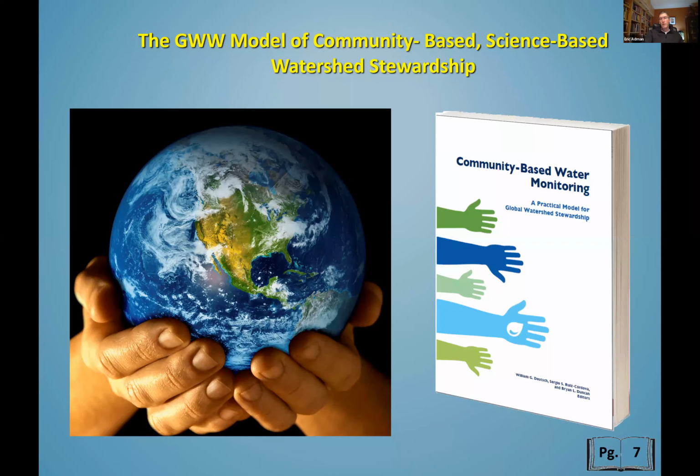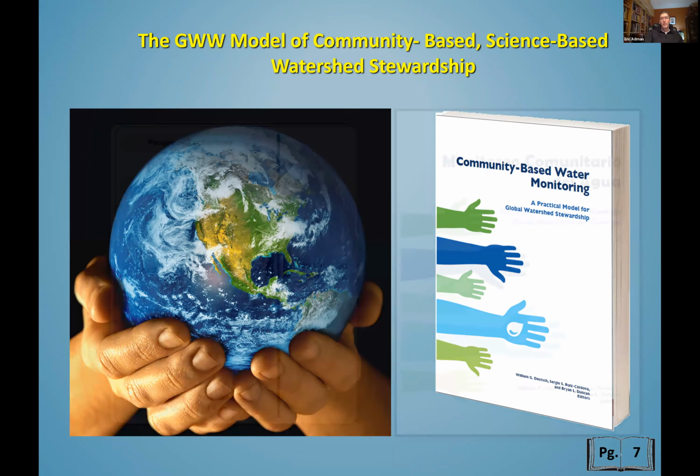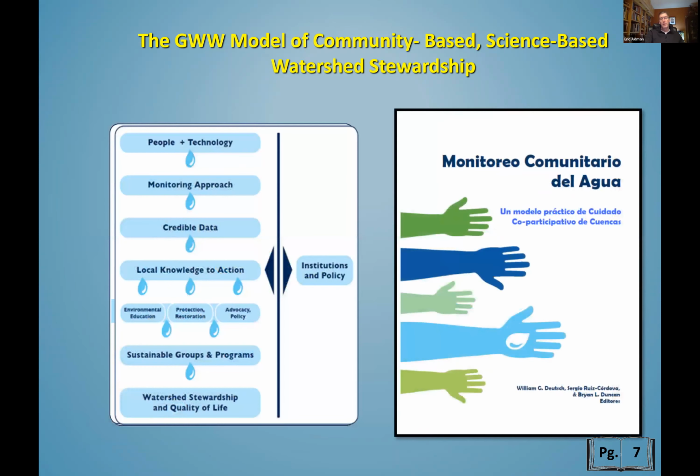Global Water Watch has a model that they use for community-based water monitoring. And essentially their idea is: take people, give them some simple technology, use a consistent approach. You can generate credible data. With that data, there's different actions that you can take to work on improving water quality and ultimately provide watershed stewardship and better quality of life. So that's kind of just in a nutshell their model.